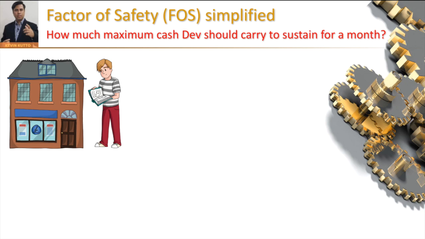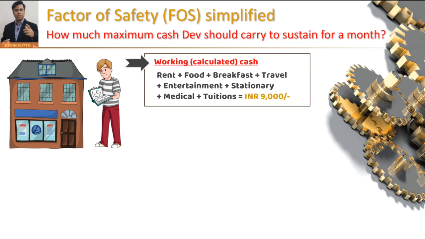The first thing he will start with is calculating the basic amount. He will use the factors in order to calculate working cash. How will you calculate working cash? You may think of rent, food, breakfast, traveling, entertainment, stationery, medical, tuition, and a lot of other factors. If you add up the cost of these factors, he will come up with a figure. So he got a figure of 9,000, just for the sake of calculation.